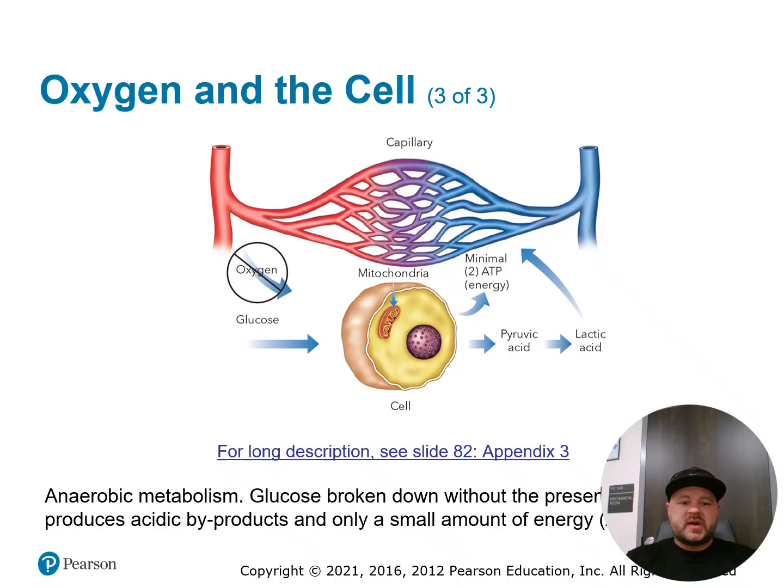Here's a picture demonstrating anaerobic metabolism. You see we don't have enough oxygen. There's no oxygen getting down here to the cell. And if you look over here, we're making 2 ATP versus 32 ATP in aerobic metabolism. So when we don't have that oxygen to help us out, we're in an anaerobic metabolism state. We start to produce pyruvic acid and lactic acid as waste products, and that causes our bodies to become acidic.